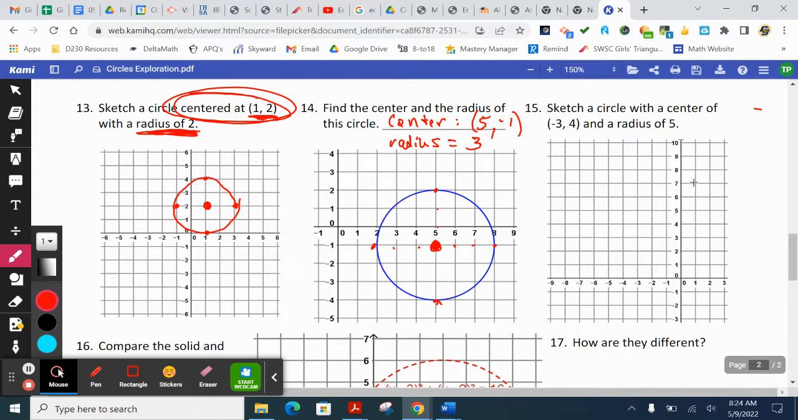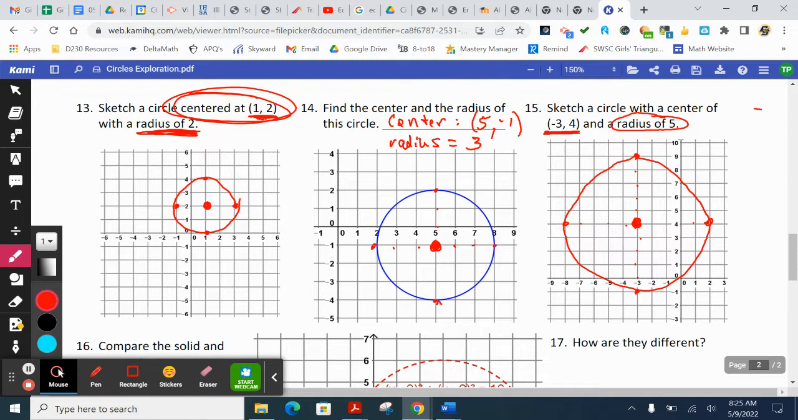Okay, largely the same as 13. You want to plot the center first, so that's the point -3, 4. So -3, comma 4. And then if that is your center, we want to move 5 units to the right, left, above it, below it. So 1, 2, 3, 4, 5. 2, 3, 4, 5. All right, connect those as best you can in a way that looks like a reasonable circle. All right, and that should be our graph.